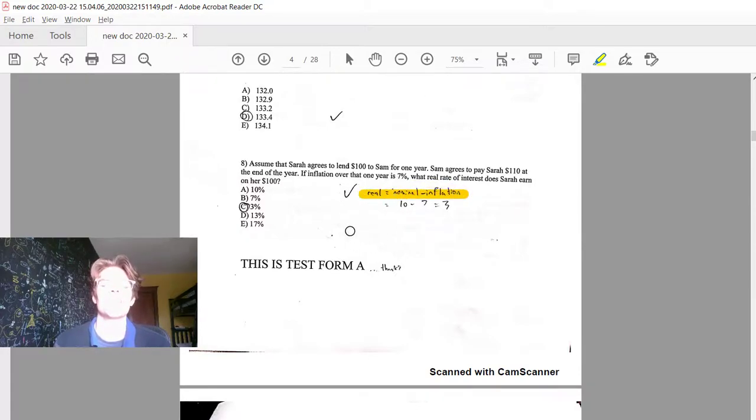So it says inflation over the year is 7%, and Sam agrees to pay Sarah $110. So $100 is the initial amount, right? So that's 10% interest. So the nominal amount, the amount that he's paying her, went from 100 to 110. So what increase was that? That's a 10% increase, and that's the nominal. And then the inflation is 7%. So nominal minus inflation equals 3%. So her real rate of interest is 3%.